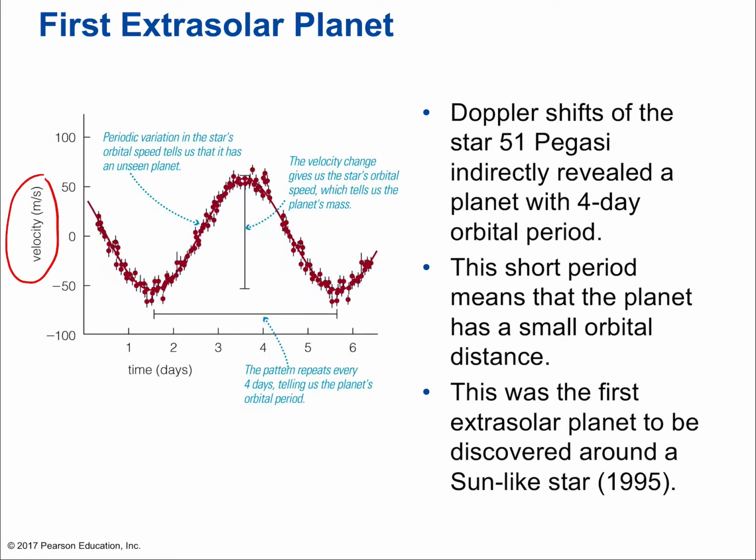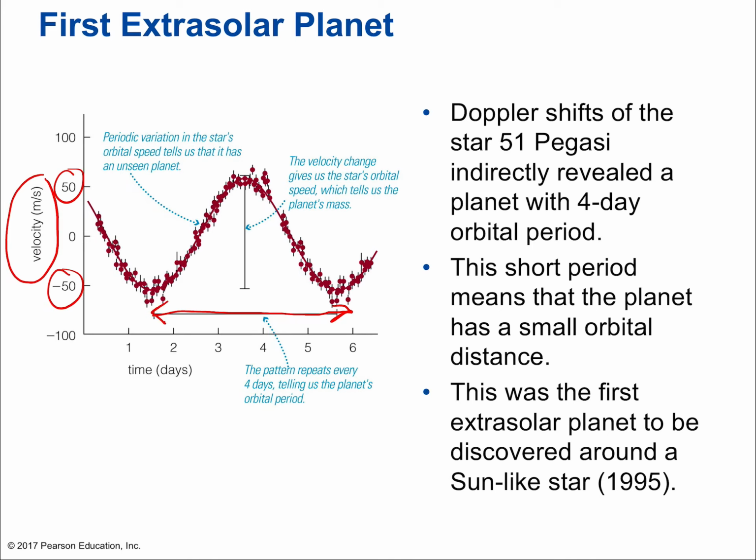So this would be the velocity of a star towards and away from us. And this, in this case, is fairly large, maxing out at about 50 meters per second towards us and negative 50 meters per second, or 50 meters per second away from us. And this would be over a duration of many days, okay? And this would show us the revolution of a planet.